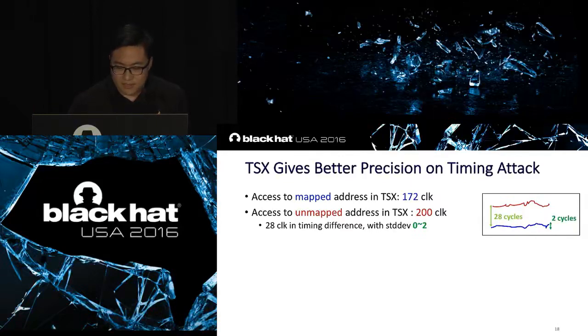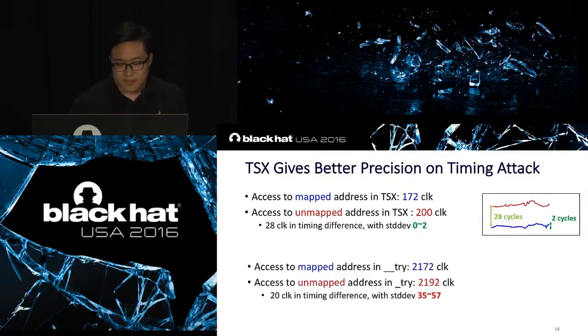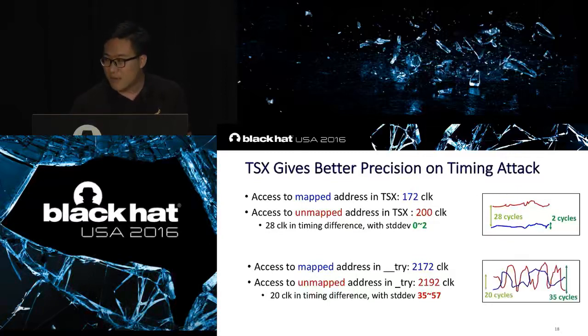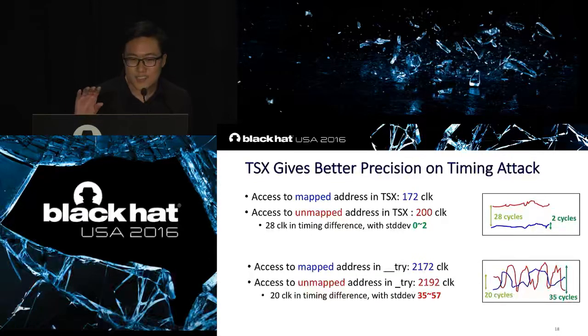In contrast, using a try-except clause, it is measured at around 2,000 cycles, and the channel width is around 20 cycles, but the standard deviation of the measured time is around 35 to 57 cycles. And it looks like while the channel width is just 20 cycles, its standard deviation is much more than that, so it suffers from noise. Then, what makes the timing channel stable in TSX?